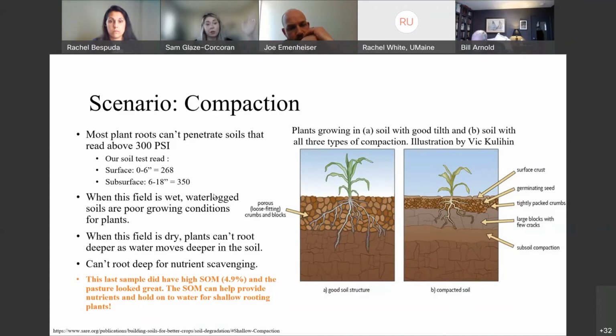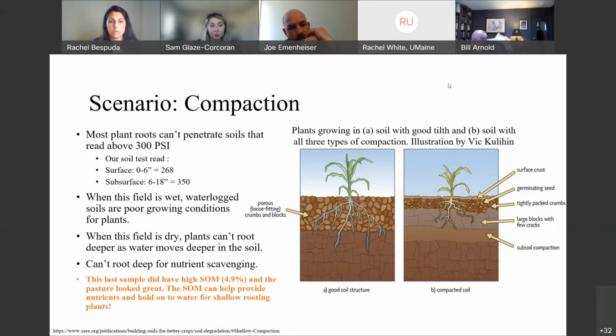So this means that our plant roots are going to be really limited to that top 6 inches. So again, we know that water moves down the soil profile. We know that nitrogen moves down the soil profile. These roots are not going to be able to go chasing that water and that nitrogen as it moves down in the soil profile. They're going to be really reliant on whatever we have in the top 6 inches.